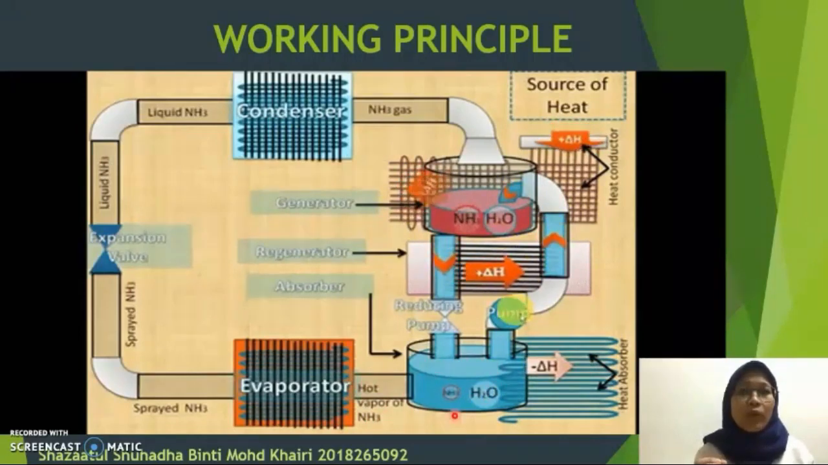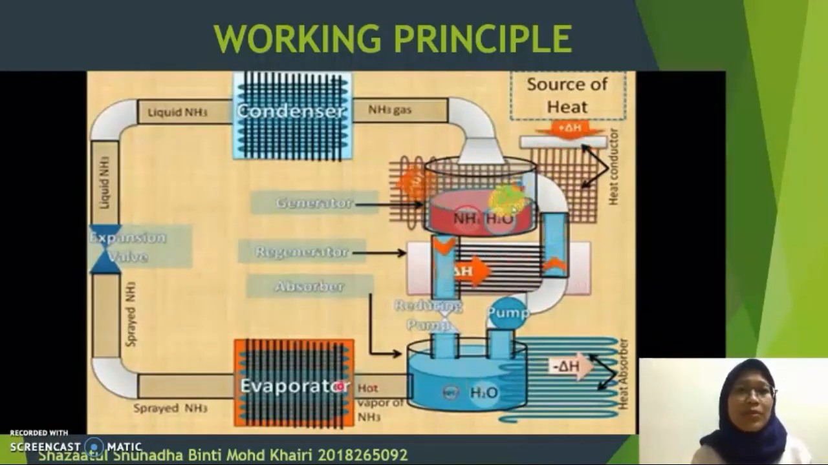After that, this low pressure ammonia vapor will enter the absorber, whereby the absorber already contains a weak ammonia water solution. When this ammonia vapor enters the absorber, the water will absorb the ammonia vapor, and the weak ammonia water solution will gradually become a strong solution. The more ammonia vapor entering the absorber, the stronger the solution will become.